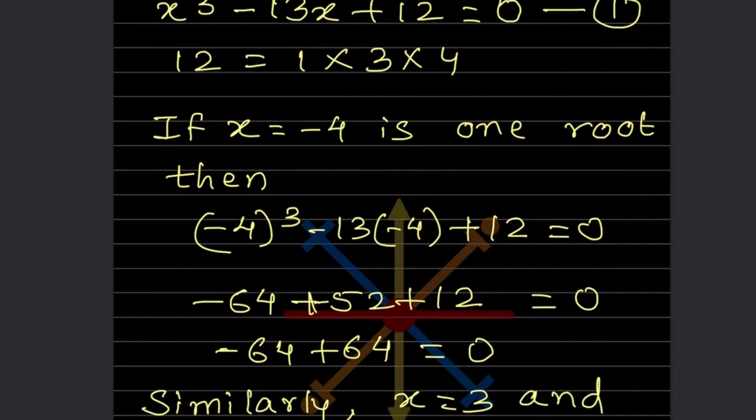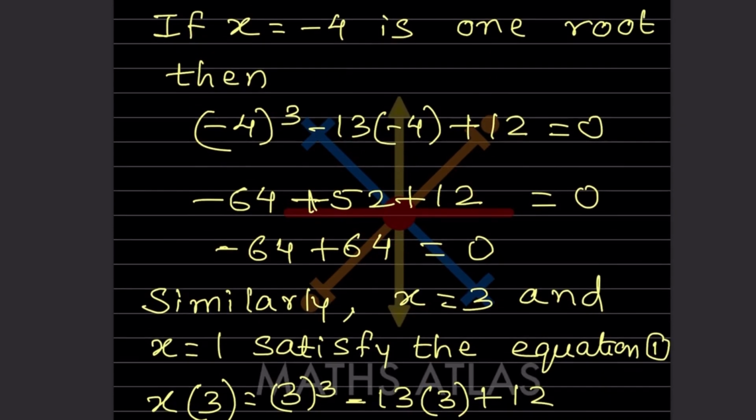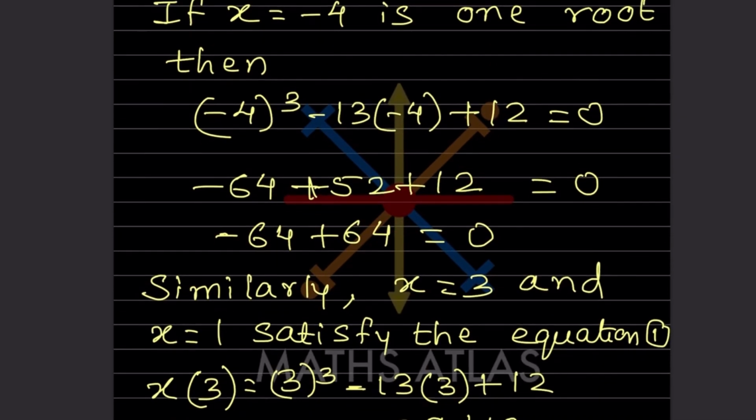So now see here, this is an odd number. So it is minus 4 into minus 4 into minus 4. So 3 times we have minus, so that is going to be minus, and 4 4s are 16, 16 4s are 64. And here minus becomes plus, 13 4s are 52, plus 12. So now what will you do here? Minus 64, and when you add this, it will be plus 64, that is 0. So now we got 0.